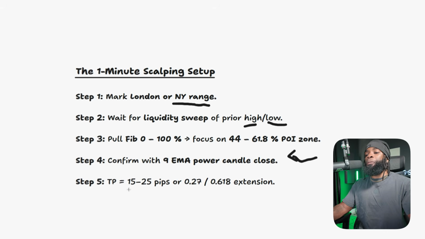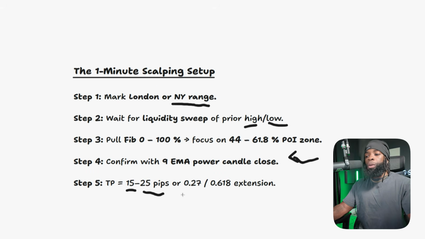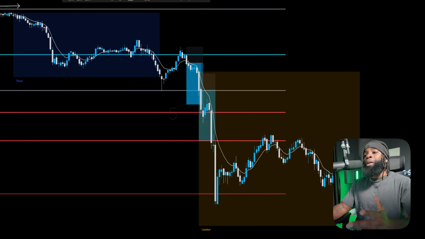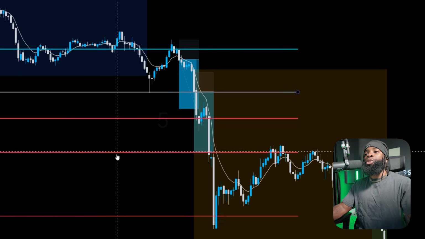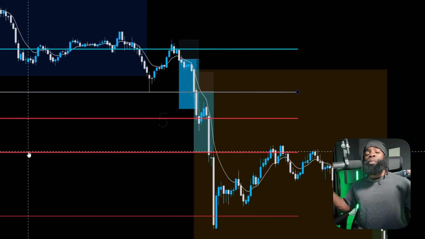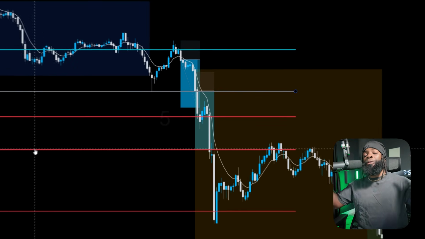And that is going to be a simple 15 to 25 pips, or we're going to follow our fib extension, which is the 0.27 to the 0.618. And if we go back, you see that regardless, wherever we entered, this would have been a proper trade for us. And all you need to do is put your stop loss just 5 to 10 pips from the entry candle.